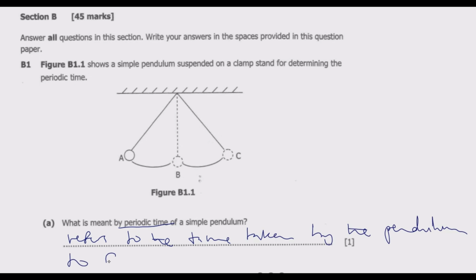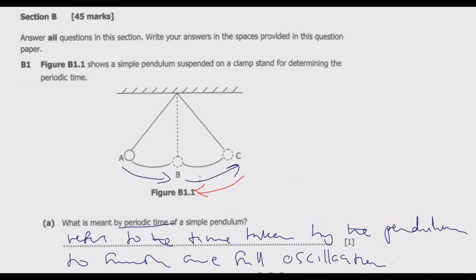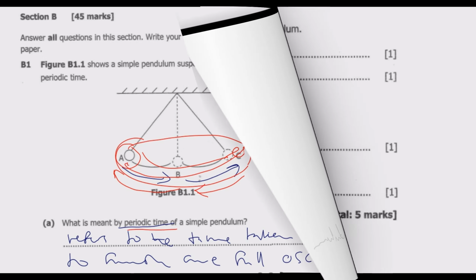to finish one full oscillation. So that is to move from A to B, then B to C, then C to B, then B back to A. This is the complete oscillation. That time is the periodic time, which is the same as the period of the pendulum. Every time you let go of this bulb, it goes to this C, then comes back to A. So every time it takes that period, and that period is the periodic time.